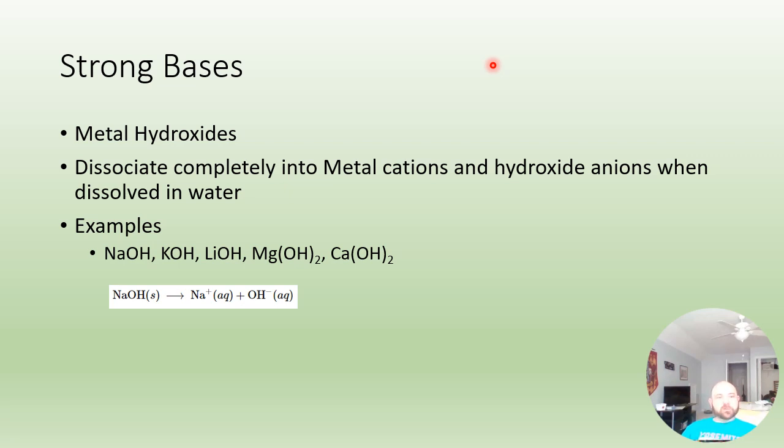The strong bases are all metal hydroxides. So all of your strong bases are ionic compounds formed from some metal, generally something like sodium or potassium or lithium, and the hydroxide polyatomic ion. Since these are ionic compounds, the ones that are soluble, when they dissolve in water, all of the ions break apart into their constituent ions. So that means that they are strong bases.